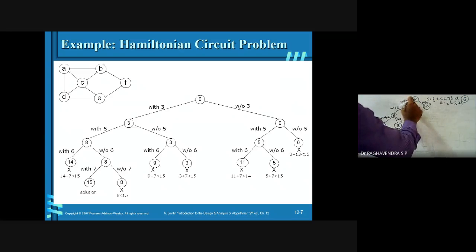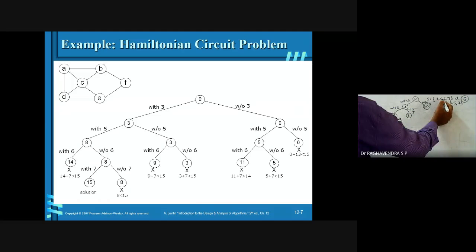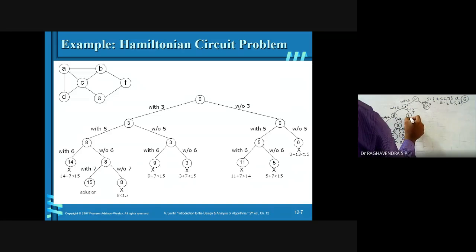Once you reach here, once again there is an alternative. For 3, without 3, and the other next is with 5 and without 5. With 3 there, after 5 what is next? 6. So we have to go for with 6, and this is without 6. If you go with 6, it becomes 9. If you go without 6, it becomes 3. Next, after 9, the last element is 7. So 9 plus 7 is 16, and 16 is greater than 15.